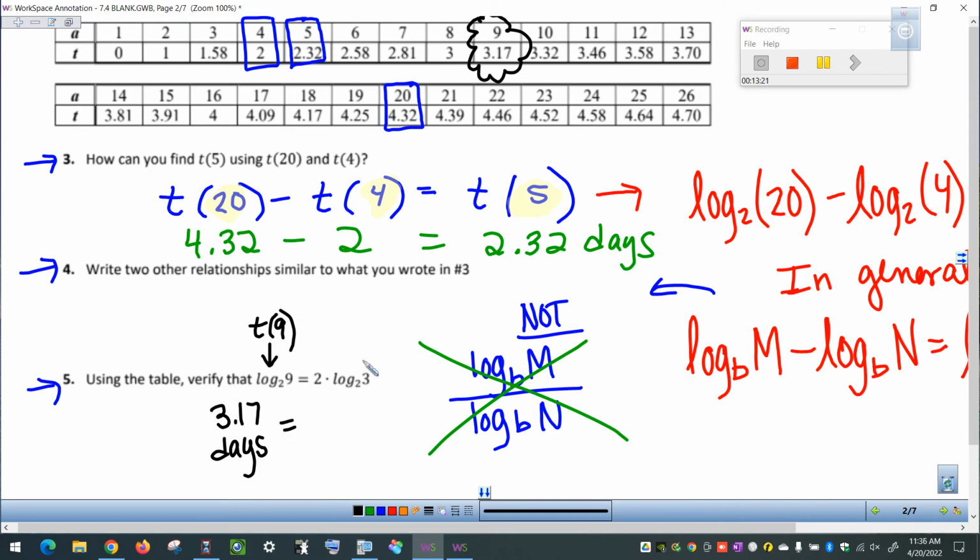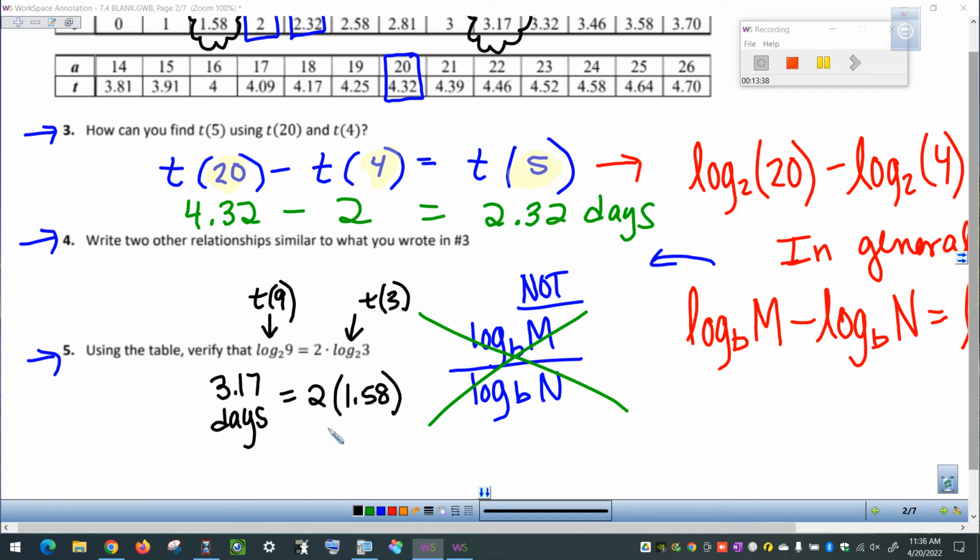All right, we're going to see if that's equal to 2 times the time it takes to grow to a size of 3. Look at the time it takes to grow to a size of 3. That is 1.58. And here's the thing. When we do that multiplication, it is close. It's a little bit off, and that's only because of rounding. So that 1.58 answer is actually not exact. It has been rounded. The 3.17 days has also been rounded. But it's so close, we can verify, yes, they are the same. It looks like it's approximately the same answer for the number of days.